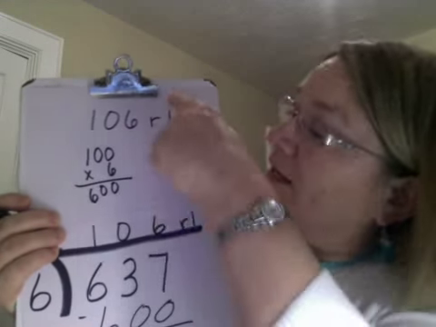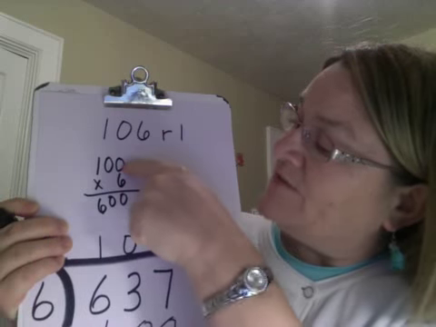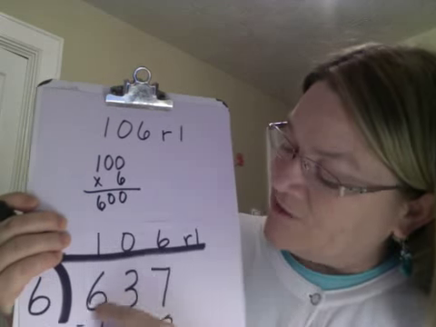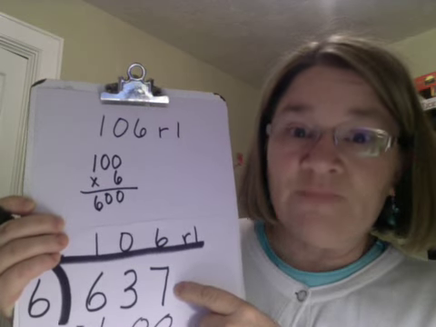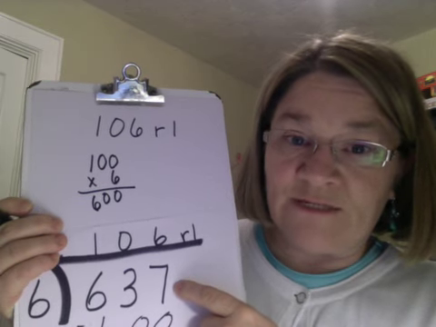Okay, so we took our answer. We did a little bit of estimating. We got 600. 600 is pretty close to 637. That would make sense, that 106 could be the answer.